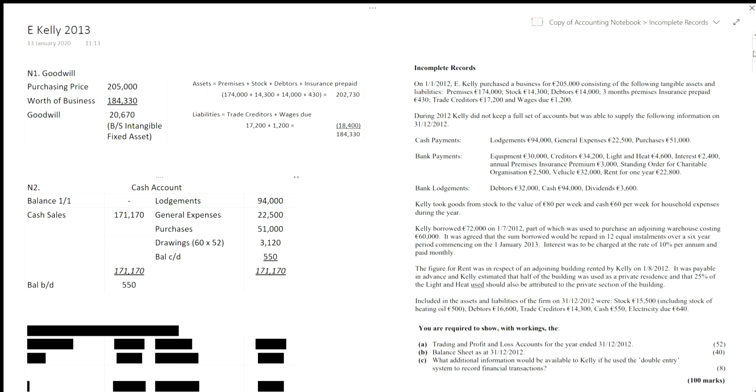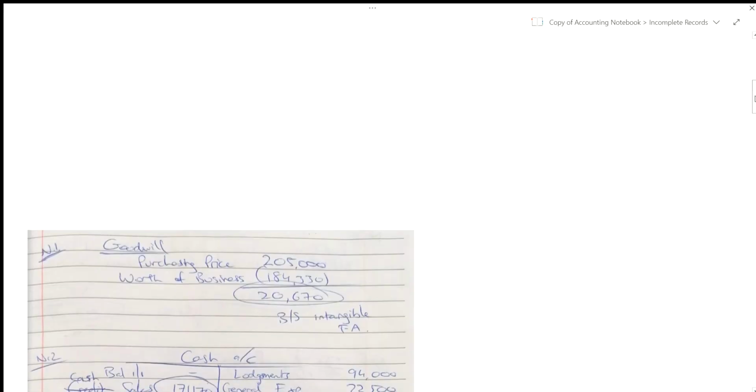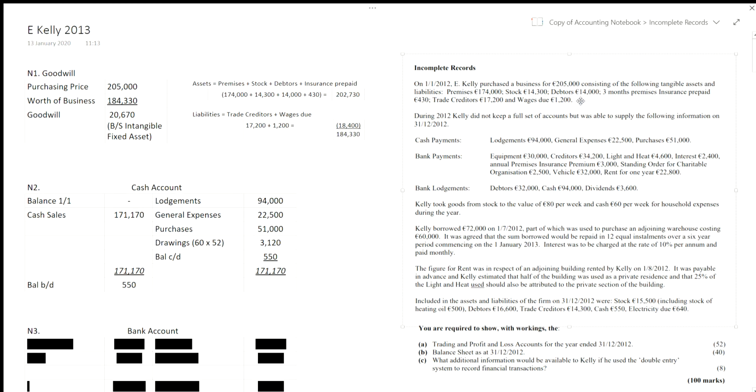The very last thing we'll do, and it's quite similar to this, is we're going to do a bank account, because they haven't told us how much money we have in the bank at the end of the year. So we have bank payments and we have bank lodgements. We're not told how much money we have in the bank at the end of the year, and at the beginning of the year we weren't told anything about our bank, so we have nothing at the beginning of the year either.